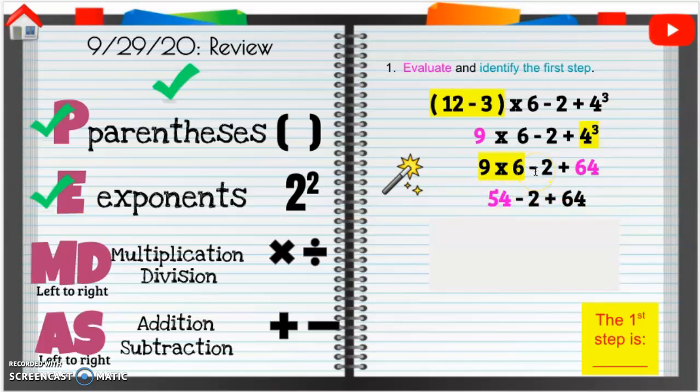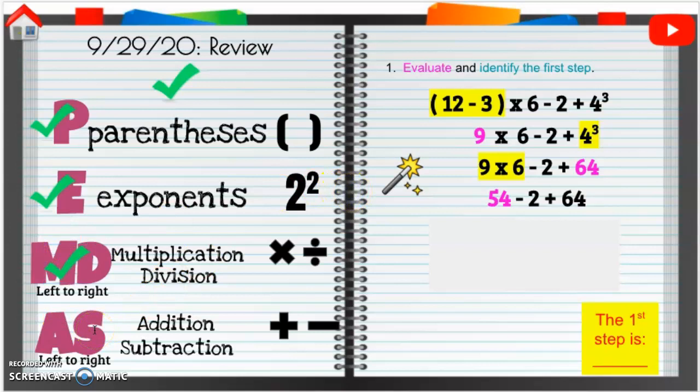So I wrote down that 54 here. And then I'm going to bring everything else down we didn't use, because remember, we cannot leave it behind. So that minus 2 plus 64. Now, do we have any more multiplication or division? Nope. So I'm going to check it off. Check. Bada bing, bada boom. Awesome, awesome. How about addition and subtraction?